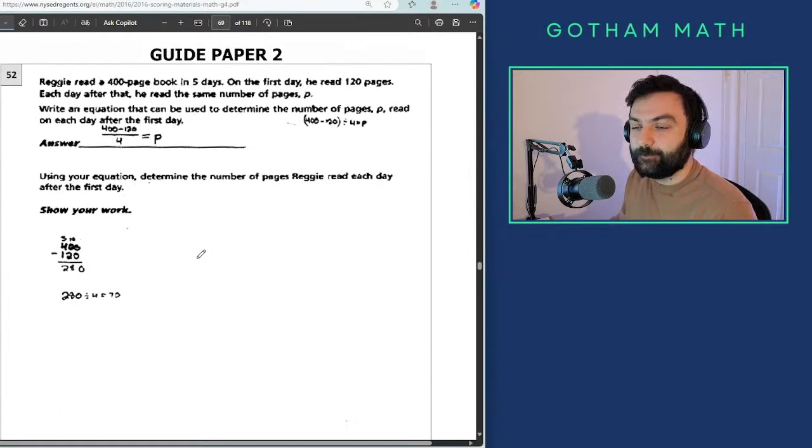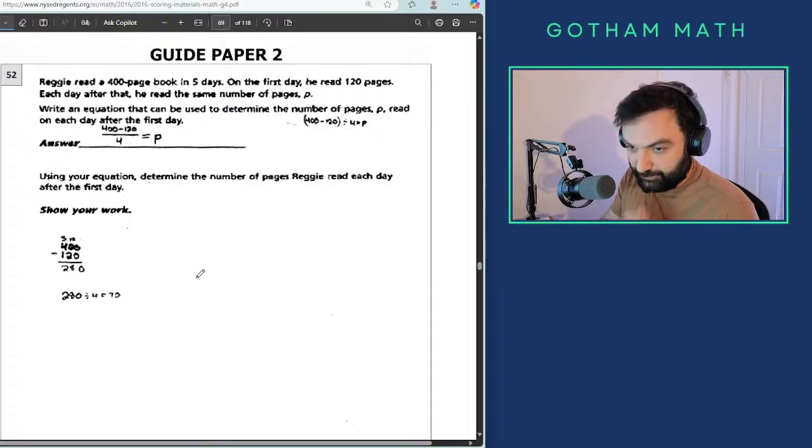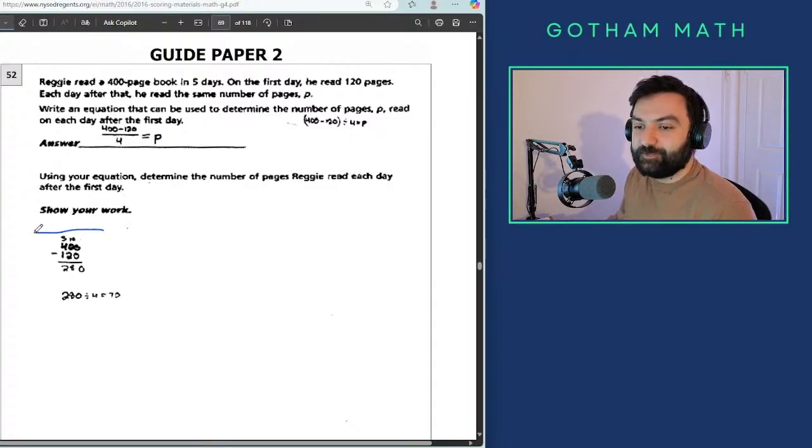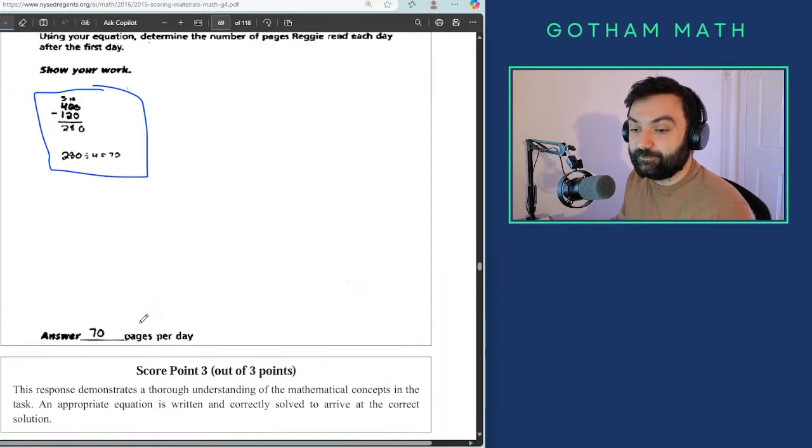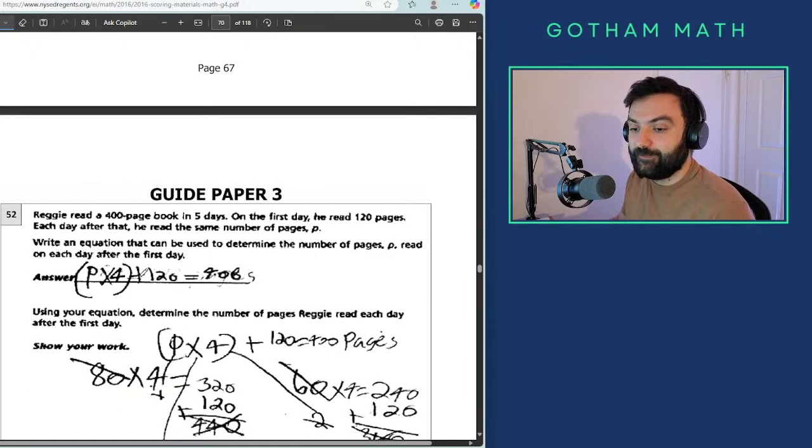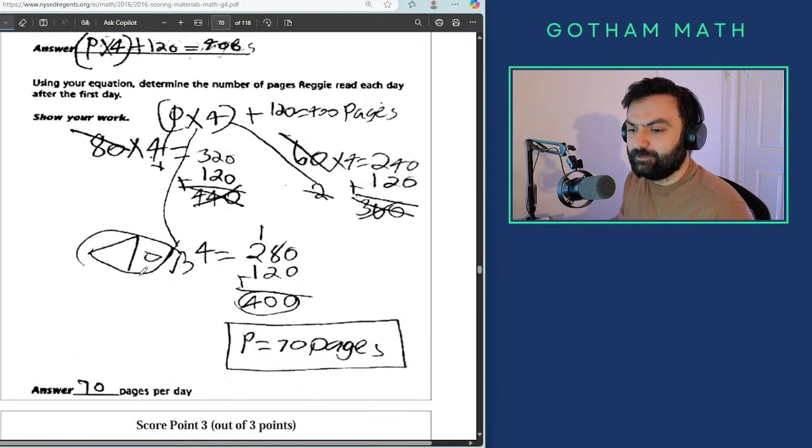Next question. Oh, I agree. Same thing. Just divided by 4, written as a fraction, which is okay, and then just solved. 400 minus 120 is 280, and divided by 4 is 70. Very good. 3 points. Didn't spend a lot of space, but at the same time got it fully right. So yeah, 70 is the answer. I'll give him a 3.